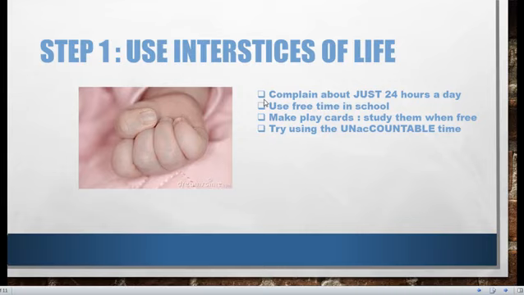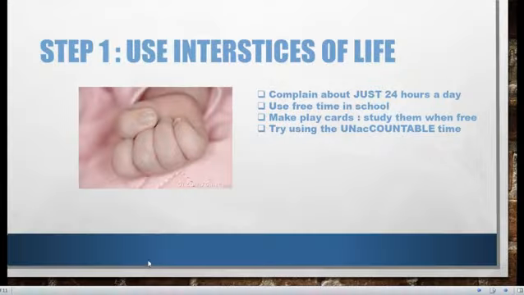Also, this so-called uncountable time, you need to take care of this unaccountable time. Many people say, oh, I'm so tired, I just cannot work now because it's so tiring. But what you have to do is, within that uncountable time, make the best possible use. So this is our first effective way: use the interstices of your life.